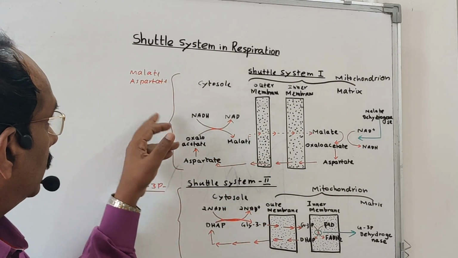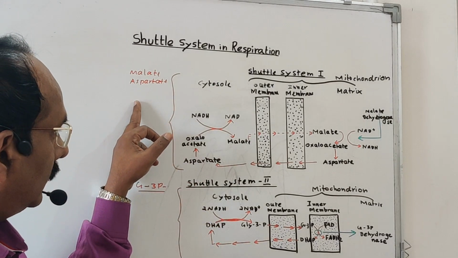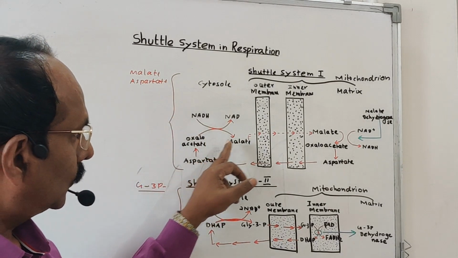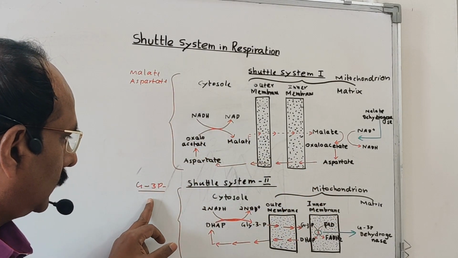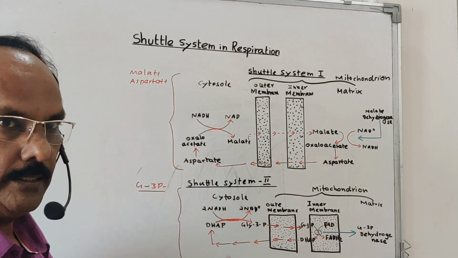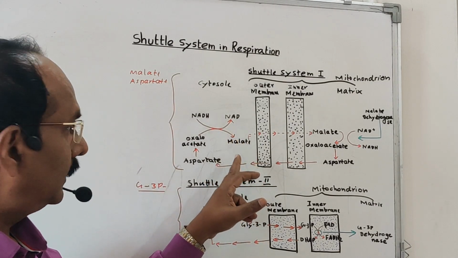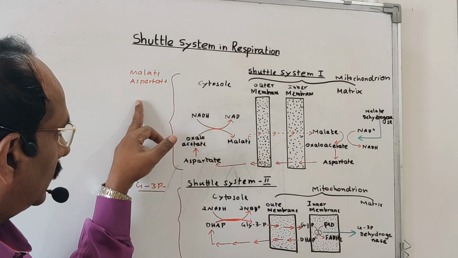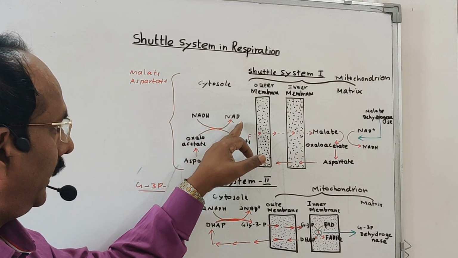Let us see first the Malate Aspartate shuttle system. In the Malate Aspartate shuttle system, there is no loss of energy. Energy is not lost, but in the case of the glycerol 3-phosphate shuttle system, there is a loss of energy. How is the energy lost? Why is the energy not lost here? See here, in the Malate Aspartate shuttle system, NADH is first oxidized to NAD.